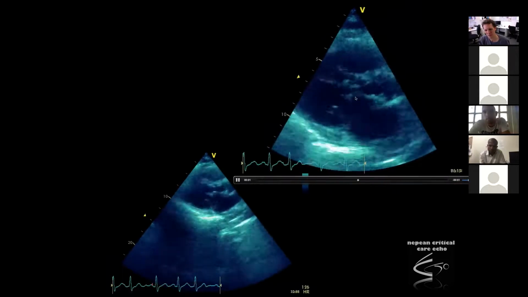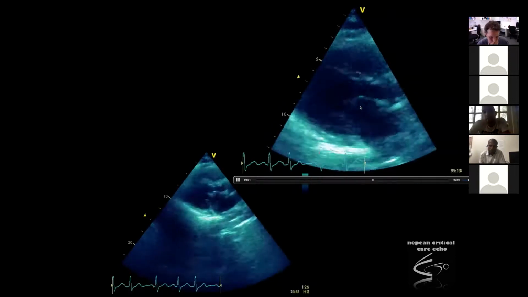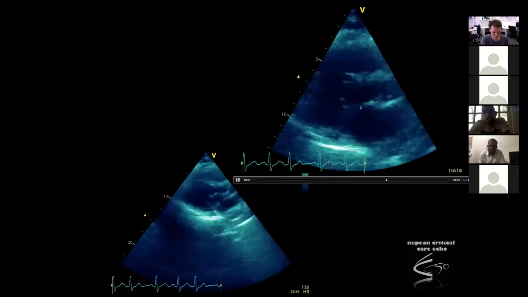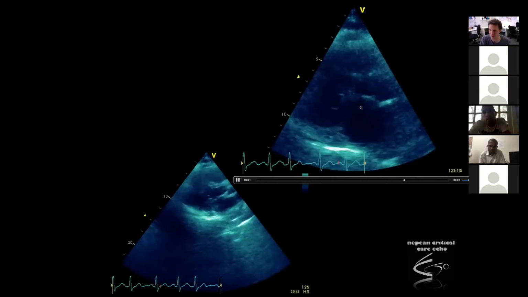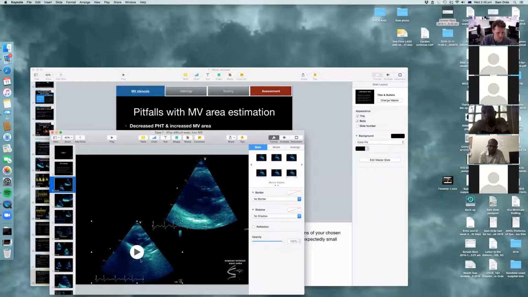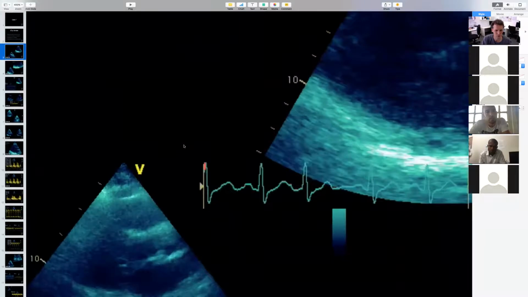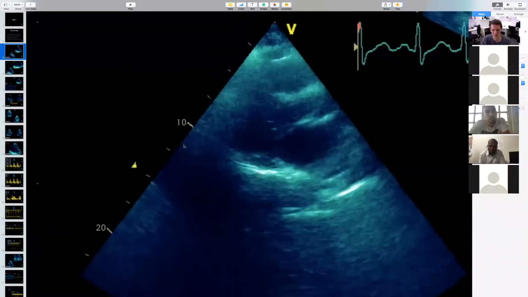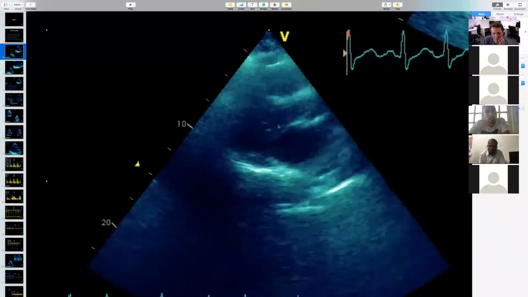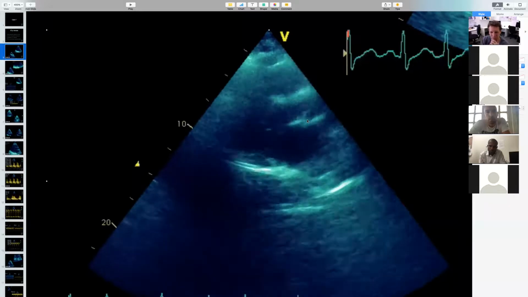Let me persuade you that they're thickened leaflet tips. So this lady's got no history of rheumatic fever, I should add. It's about as big as I can make it. Can I persuade you that the leaflet tips are really, really thickened, but it almost looks like the whole mitral valve apparatus is a bit thickened.